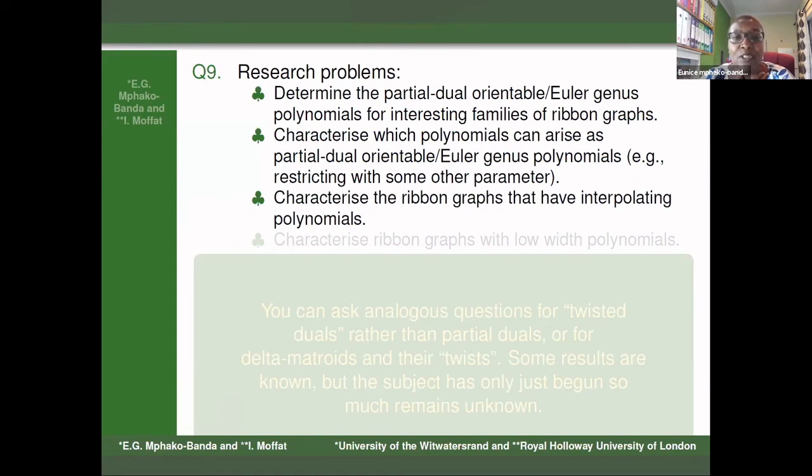Another thing, can you characterize the ribbon graphs that have interpolating polynomials? I showed you in the previous question what an interpolating polynomial is. Can you characterize what type of ribbon graphs? So these are just open questions which one can think about. Another example is, can you characterize ribbon graphs with low width polynomials?